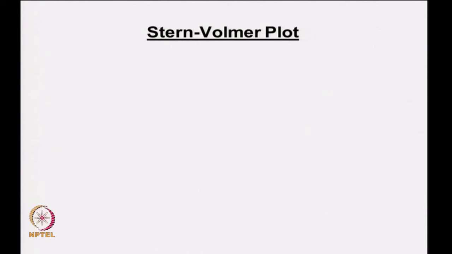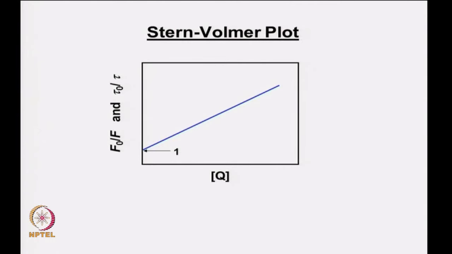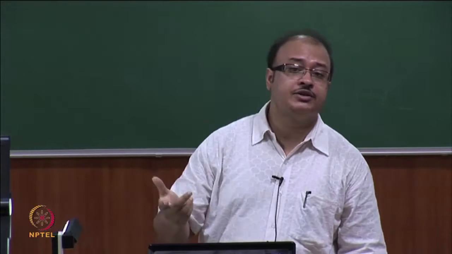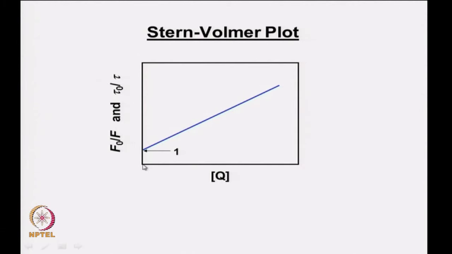Now as promised, let us look at the Stern-Volmer plot. So what does it say? Whether we are plotting F0 by F or tau 0 by tau on the y axis against the concentration of Q, you can see it always starts from 1, the intercept is 1, and then it goes on increasing in a linear fashion. Now why does it start from 1? It is easy to understand, because at 1, that means at this place, the quencher concentration is 0.